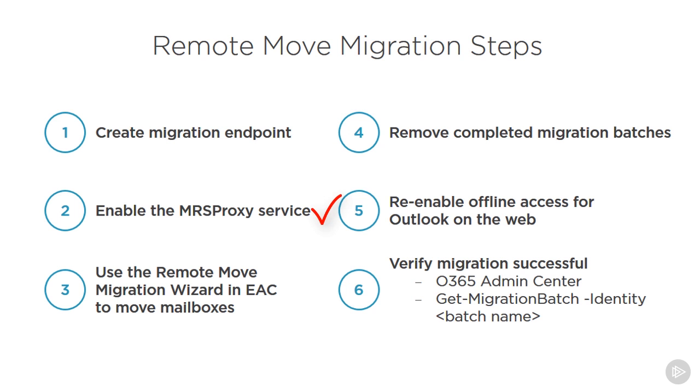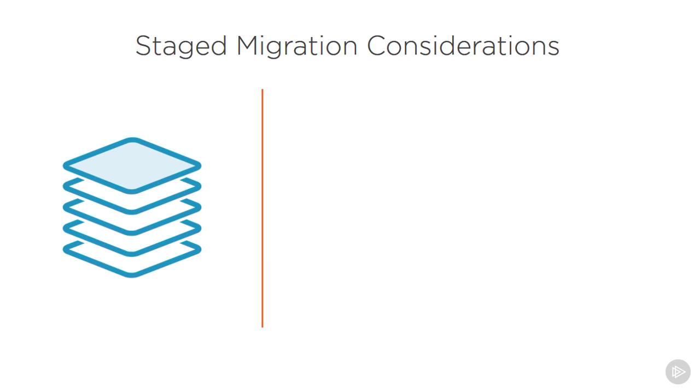The fifth step is to re-enable the offline access for Outlook on the web. Remember I mentioned OWA, Outlook Web Access, has been renamed? There you have it, Outlook on the web. And the last step is to verify the migration was successful, and you can do that by going into the Office 365 Admin Center and making sure everything's there, or you can run a PowerShell command called Get-MigrationBatch -Identity, and then the batch name that was specified when you performed the migration. So these are the 6 steps necessary to complete a migration from on-prem to Office 365 or Exchange Online using the remote move.